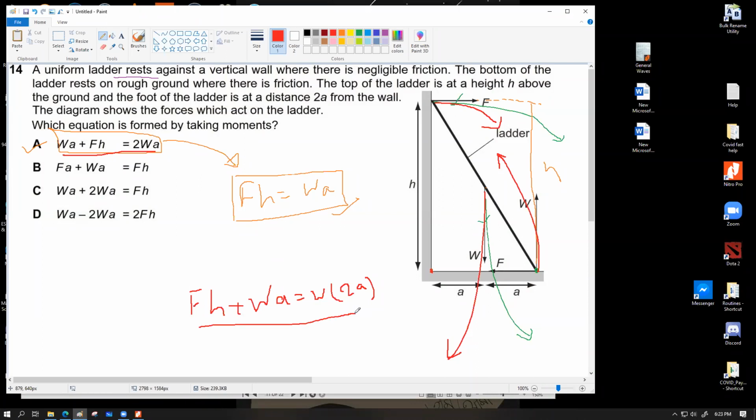Yes, sir. So basically that's how they came up with this equation. So Asha, getting back to your question, I tried to take moment about this green point over here, and that gave us an anti-clockwise moment for the W force, and that gave me a clockwise moment for the F force. Do you understand these two directions of the moments?